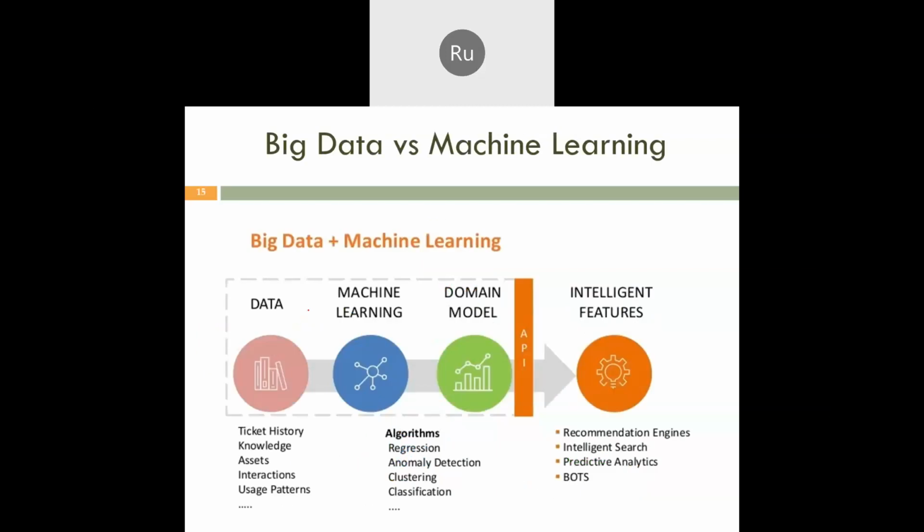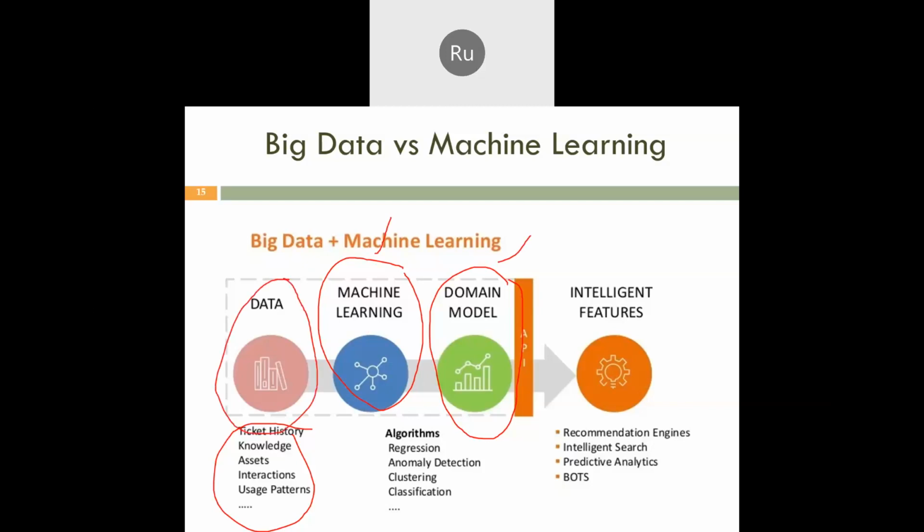Okay, so when we try to combine big data and machine learning, basically we have the data here, the big data, and we have the machine learning. The domain model is referring to, remember that we talked about agriculture, healthcare, education. So this is your domain. Machine learning is the program that you design and you have all the data. So it could be big data. By combining all this, we can develop certain apps in order to produce intelligent features.